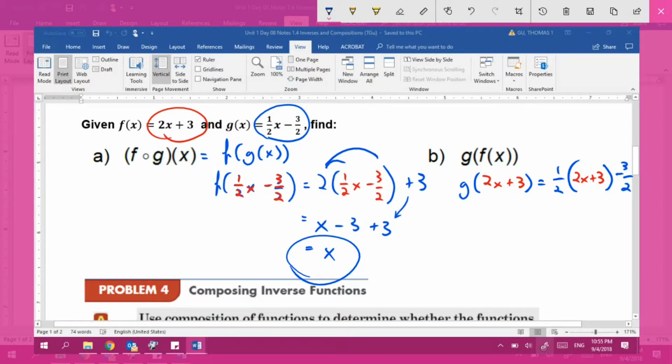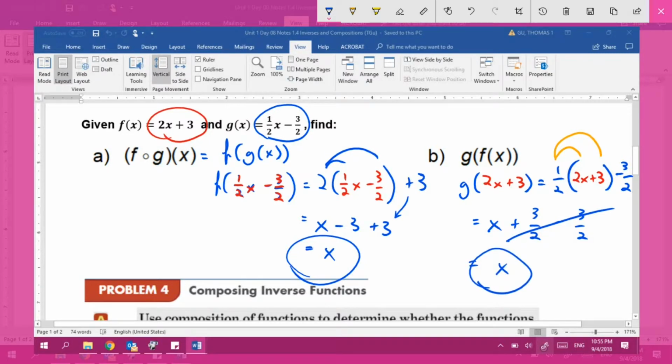All right, let's distribute first. 1/2 times 2, 1/2 times 3. What's 1/2 times 2? That's actually just going to be x. So I'm going to write it over here. X. And what's 1 over 2 times 3? That's just going to be 3 halves. So plus 3 halves. And then we can't forget the minus 3 halves at the end. So minus 3 halves. And then once again, wait a second. These two cancel out. So my answer here is x.